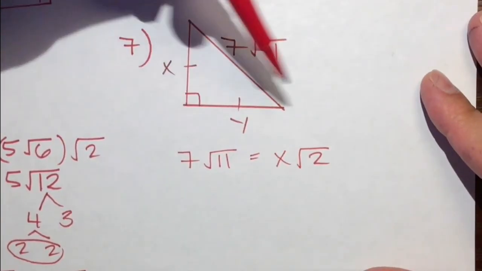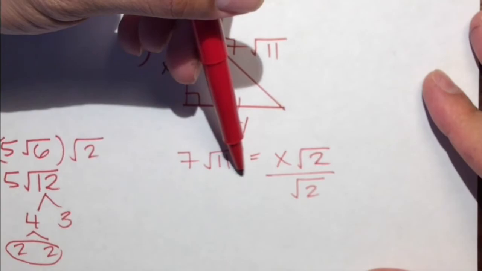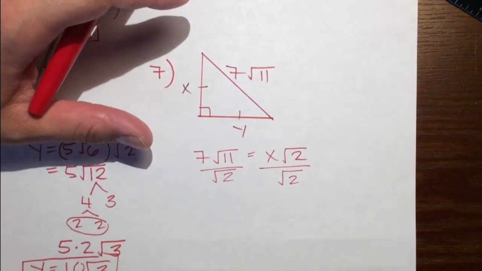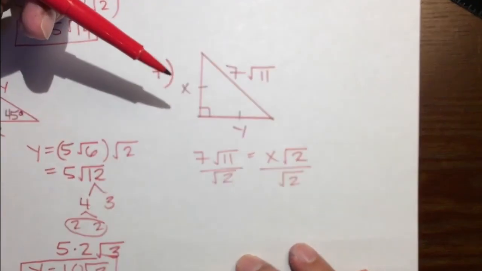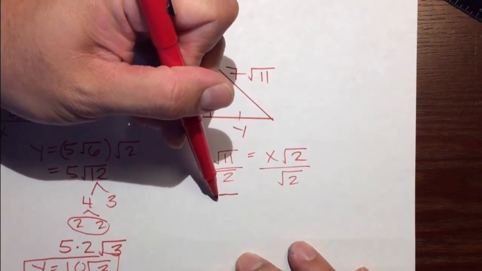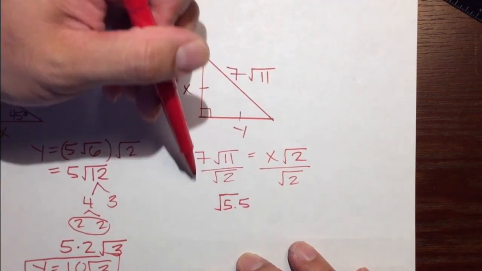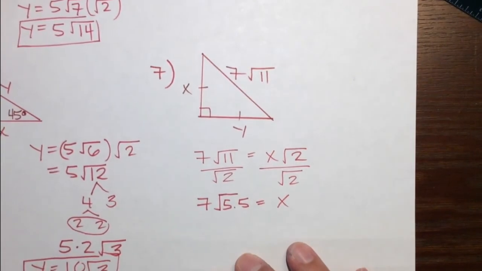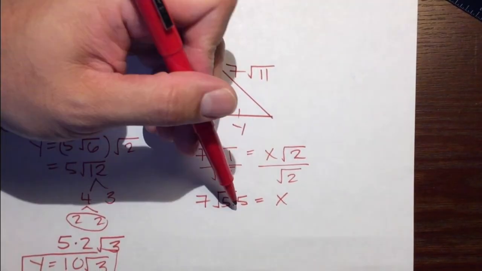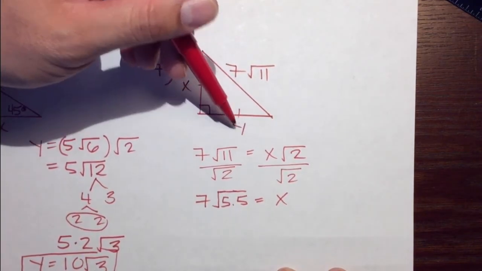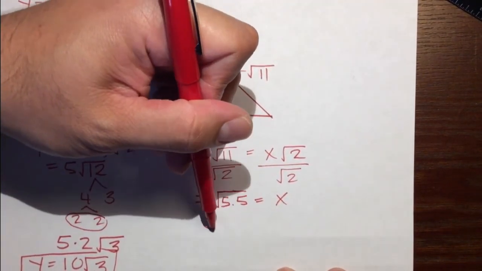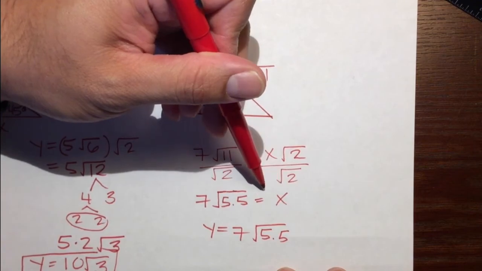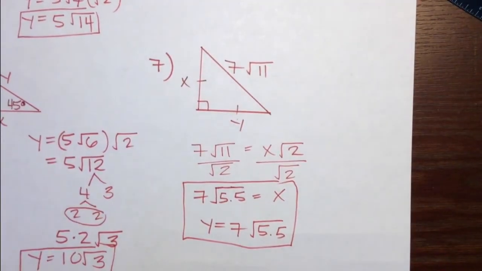And let's get x by itself so we can get the leg. So we'll divide both sides by radical 2. And we don't have to do anything fancy with this. We can just divide. Square root of 11 divided by square root of 2 is just square root of 5.5. And that's it. Equals x. X is equal to 7 times square root of 5.5. And because these two are congruent, it's isosceles. Y is also equal to 7 radical 5.5. So here are your two answers.